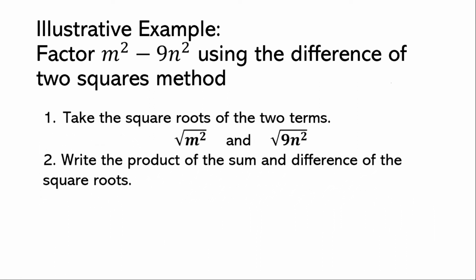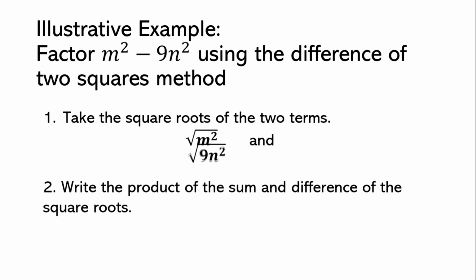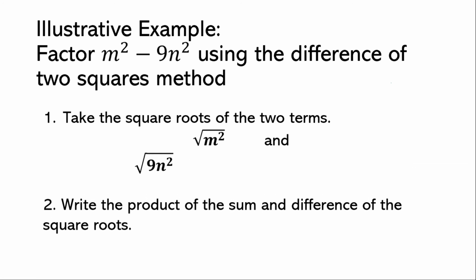First, let us get the square root of the terms m squared and 9n squared. The square root of m squared is m, and the square root of 9n squared is the same as getting the square root of 9 and getting the square root of n squared. So the square root of 9 is 3, and the square root of n squared is n. So therefore, we have the square root of 9n squared is equal to 3n.